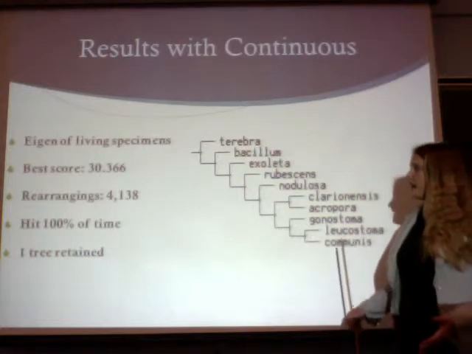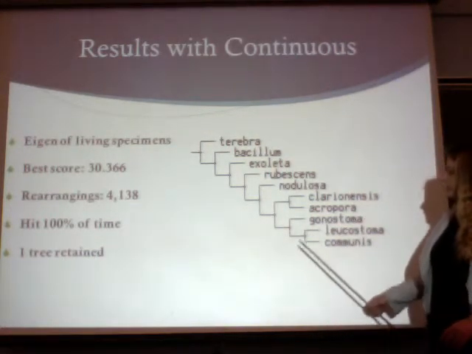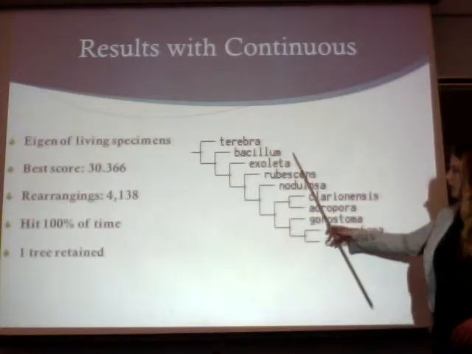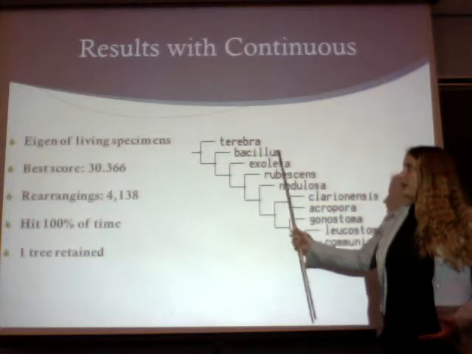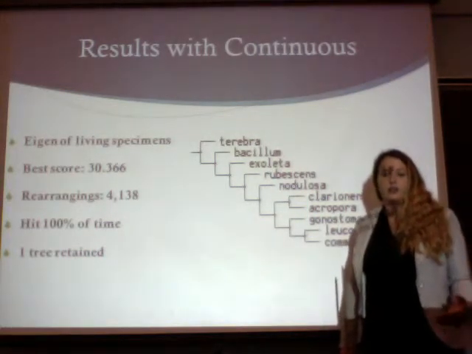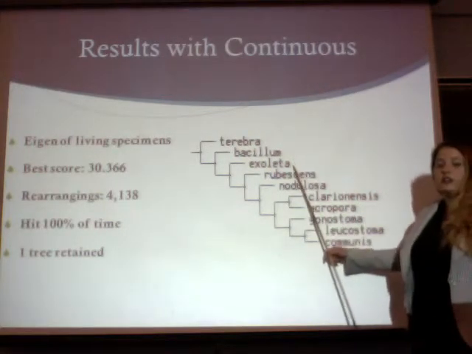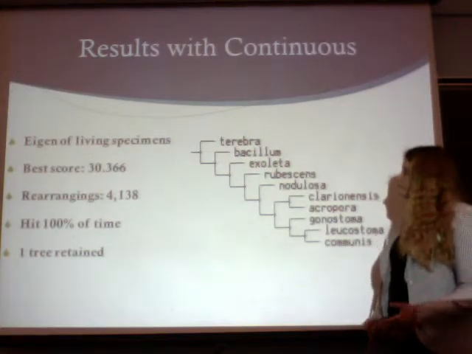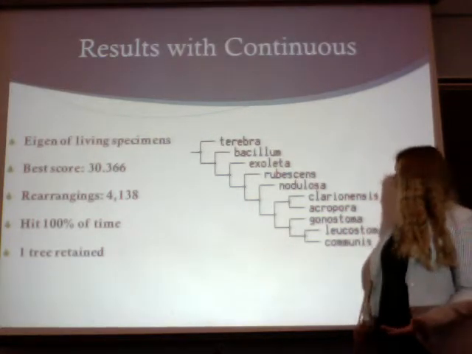My next data set was to just use the living specimens, so take out the fossils. Now, 1 tree was retained, and all of the nodes were resolved. This time, Turritella and Bacillum fell out by themselves, just like in the previous trees with the traditional character data. And so that's really good. They agree somewhat. But again, once the fossils were added, it generated a lot of noise.